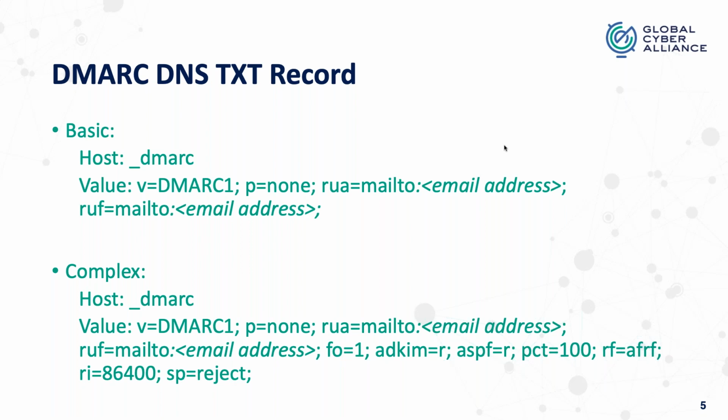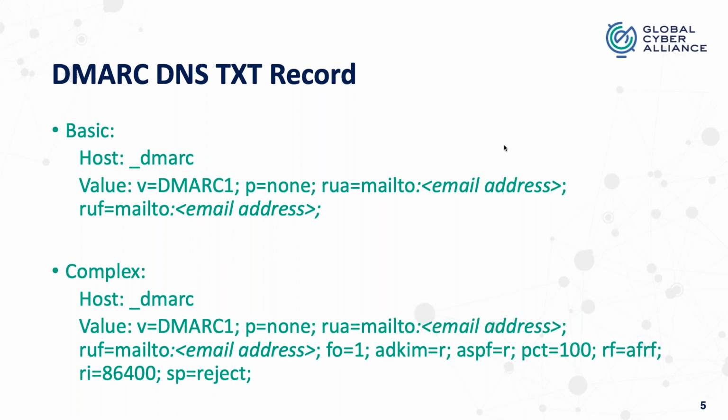What are the different parts to the policy? You'll have different tags within your DMARC record. You can see here the V tag, P tag, RUA tag, RUF tag, and so on. We're going to go through each one of these over the next few slides, talking about each of the tags that are present.